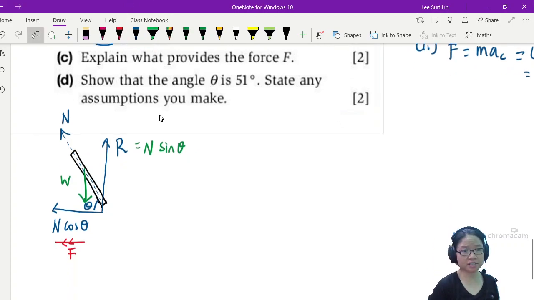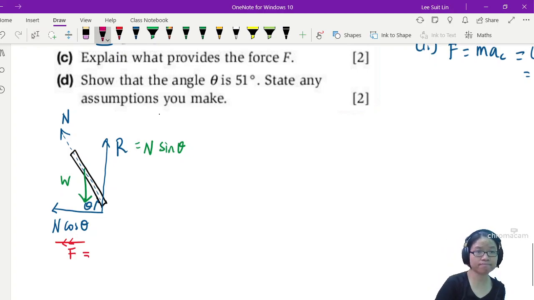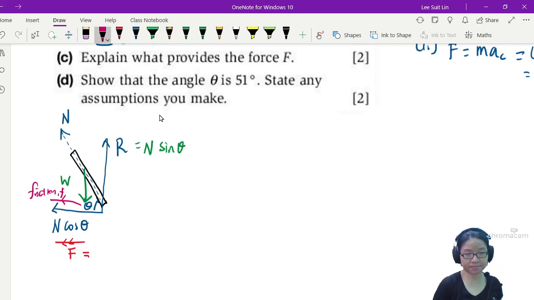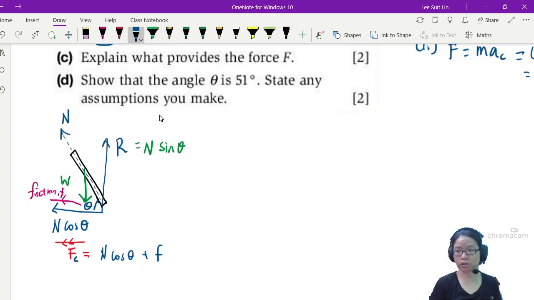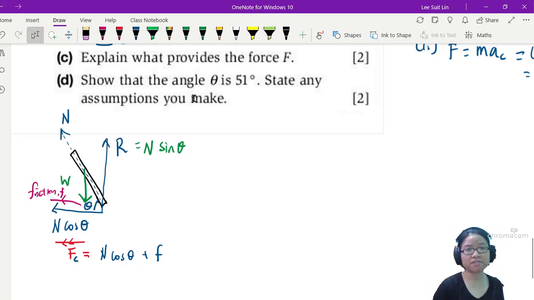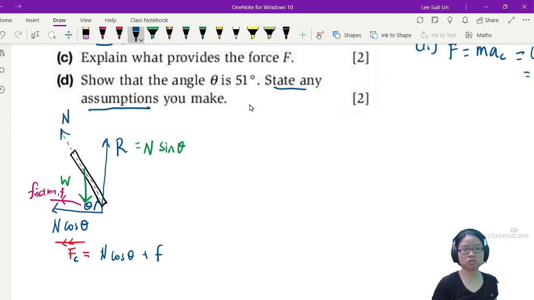So if this is the direction of the net force F, the question here is just, is there friction? If there's friction, friction will also act in this direction. So I'm just going to call friction lowercase f. So if there's friction, the net force is n cos theta plus f. So this centripetal force or this net force will be n cos theta plus f. But there may or may not be friction. The question didn't say. And in fact, if they say state any assumption, I might assume that's the assumption that they want me to make. So let us try to find theta first and then cycle back to explain C.